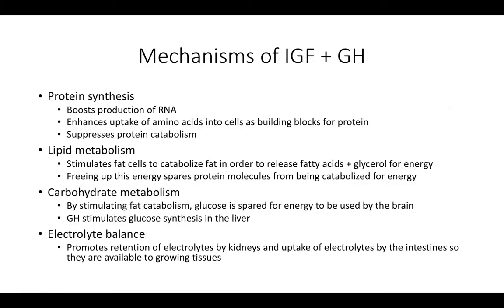Okay, so important mechanisms of insulin-like growth factor and growth hormone. The first is that it's involved in protein synthesis. So it does this through boosting the production of RNA. It also does this by helping our cells take in more amino acids so that they can be used as building blocks for protein. And it also does this by suppressing protein catabolism, so the breakdown of protein. Okay, so we're taking more amino acids into the cells so that we can build more proteins, and we're also stopping protein breakdown from happening.